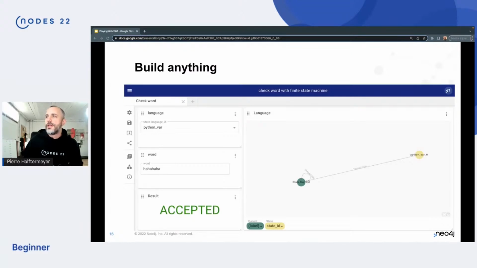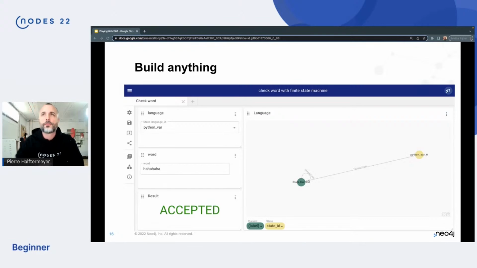And I use Neodash for the front end, because it's a great tool you can use for prototyping a front end very fast. So I encourage you to use it. So we can use automata with Neo4j, but what are they good for?